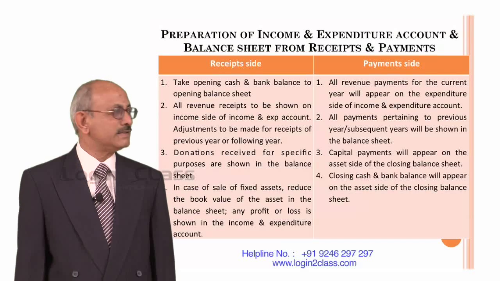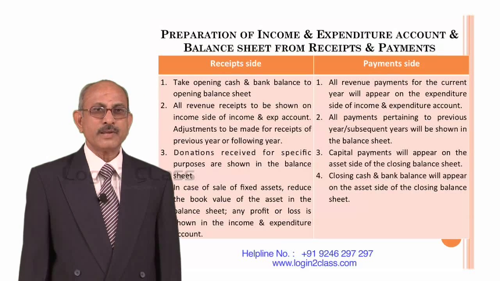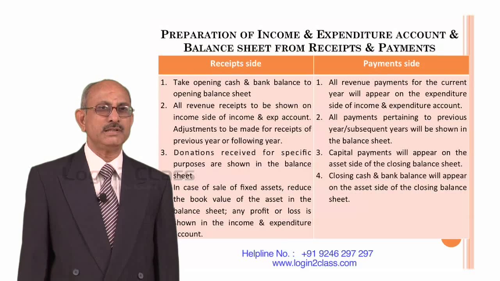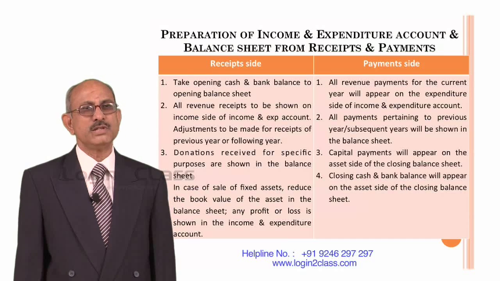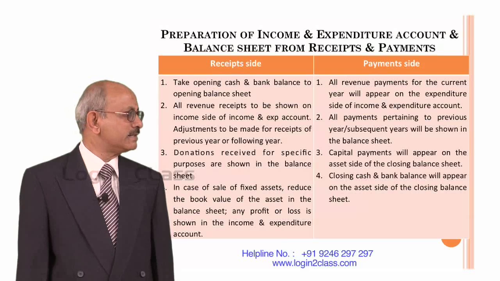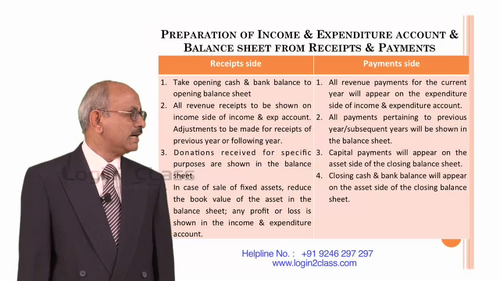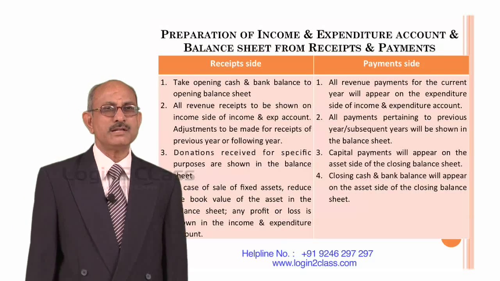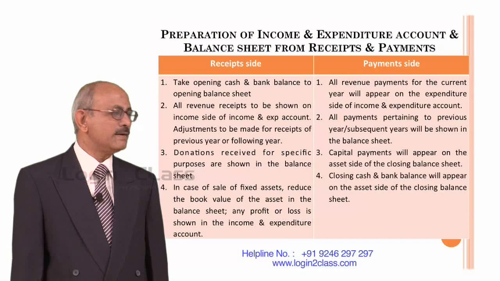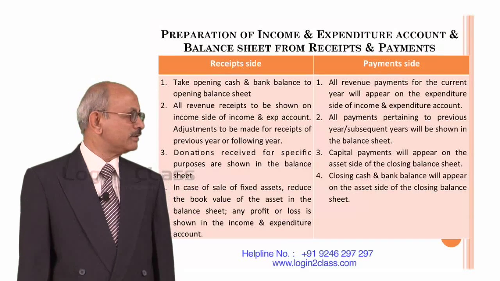That means if the receipts include any receipts on account of the previous year or on account of the future year, they need to be adjusted for. So therefore adjustments need to be made in order to ensure that all receipts pertaining to the previous year or future years are taken out. Only whatever pertains to the current year will go to the income side of the income and expenditure account.